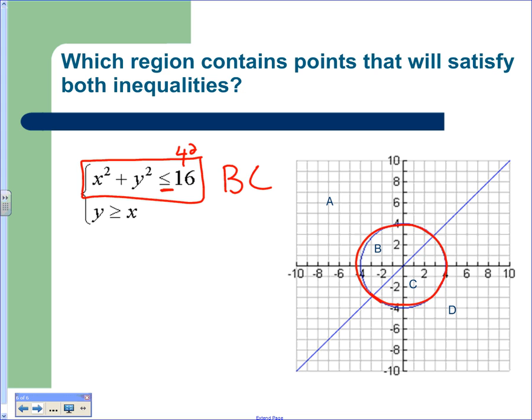If it said x squared plus y squared is bigger than 16, then it would be everything outside of the circle. If they give it to you where the number comes first, I would rewrite it so that it's x squared and y squared, and then the number at the end. That's just a personal preference because it's how I look at them.